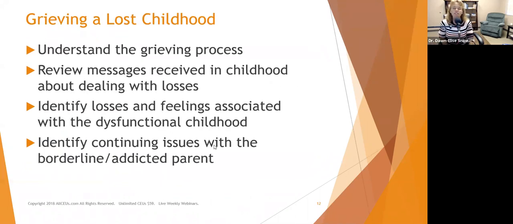Grieving a lost childhood is important. We want people to understand the grieving process and review messages received in childhood about dealing with losses. A lot of times in these families, losses can be seen as either the worst thing ever or fine, good riddance. I'm not going to think about it anymore. Get over it. It's kind of one of the two extremes. They're either completely emotionally divorced from it or completely emotionally devastated from it. So we do want to talk with people about how they deal with losses.